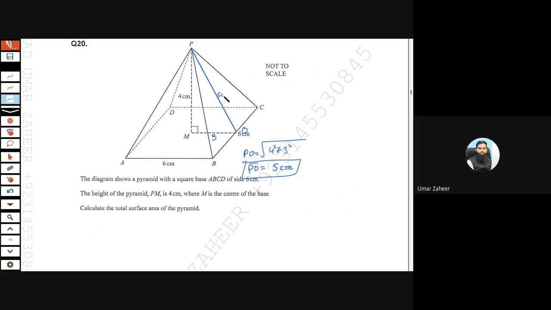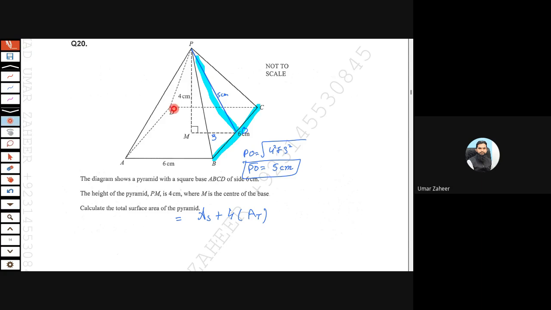So it is 5 centimeter. Now you can clearly see that we have the length, we have the base, and we have the height. And we have four such triangles. So the total surface area is equal to area of a square plus 4 times area of a triangle. Yes, this statement is clear because we have to find the total surface area.